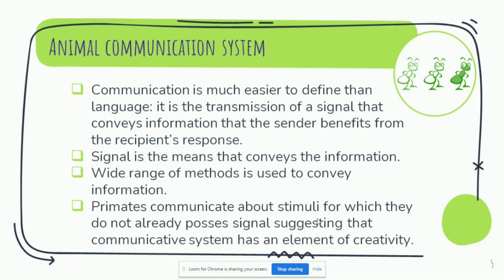Primates communicate about stimuli for which they do not already possess signals, suggesting the communicative system has an element of creativity.